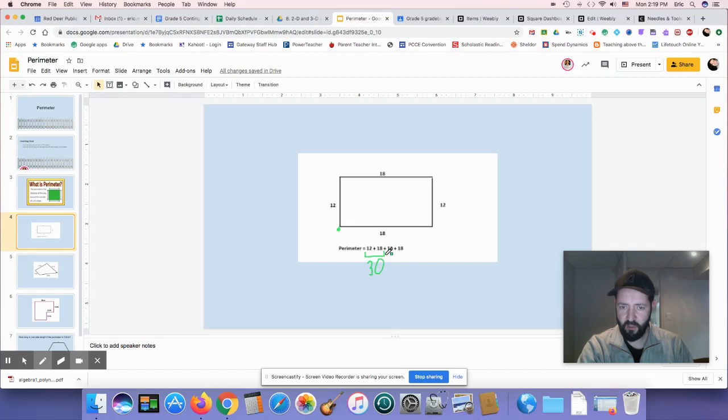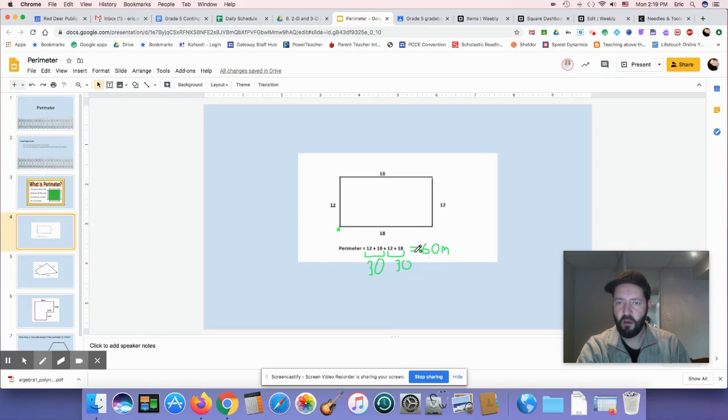And then I'm just dealing with the exact same numbers over here again because it's a rectangle. So 12 plus 18 gives me another 30. And then if we add the 30 and the 30 together, that would give me a perimeter of, I'm just going to write this off to the side here, 60 meters. All right. So that would be our most basic type of problem where we give you all four sides.